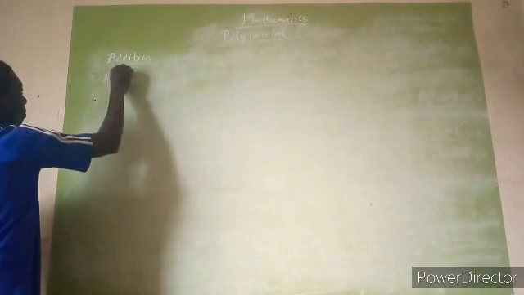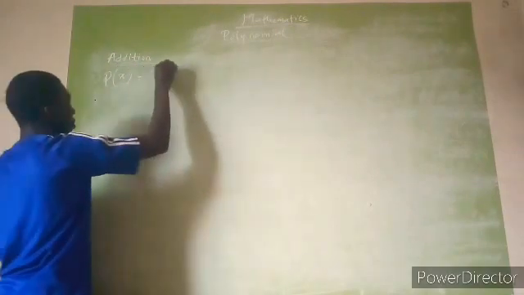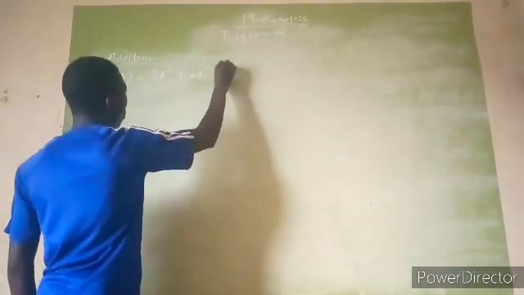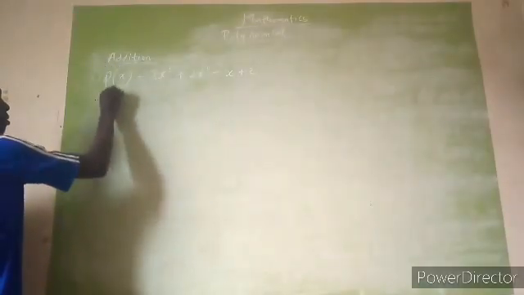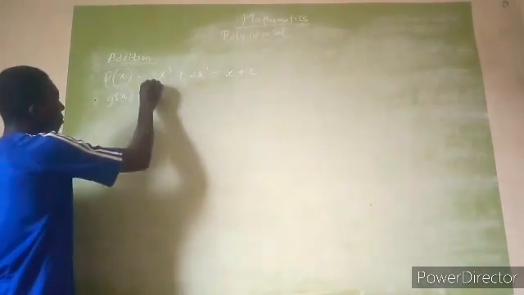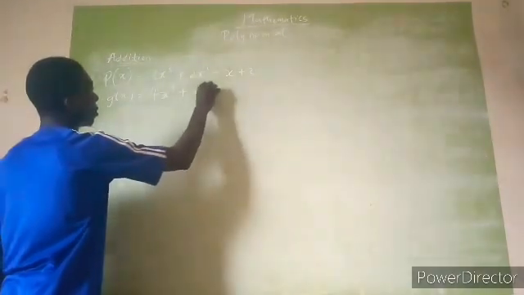You can be given, okay, P of x is equal to 3x cubed plus 2x squared minus x plus 2. Then I can tell you g of x is equal to 4x cubed plus x minus 2.